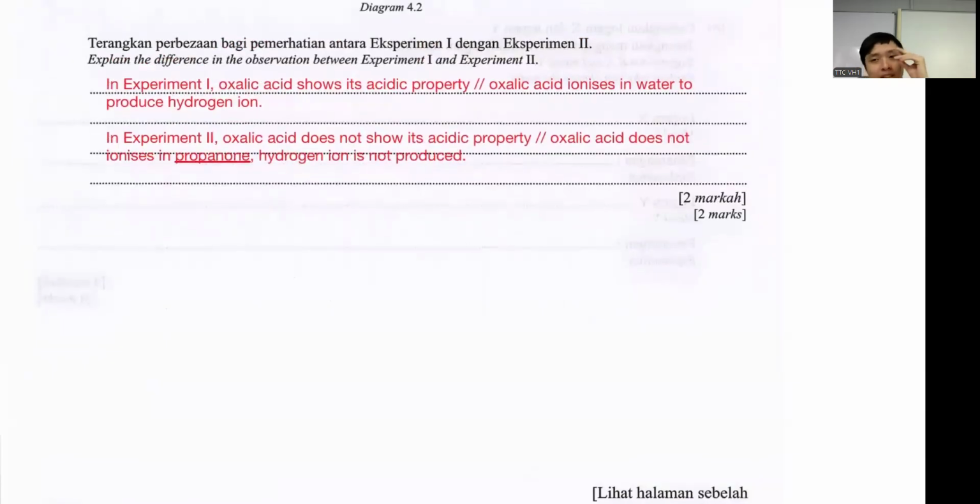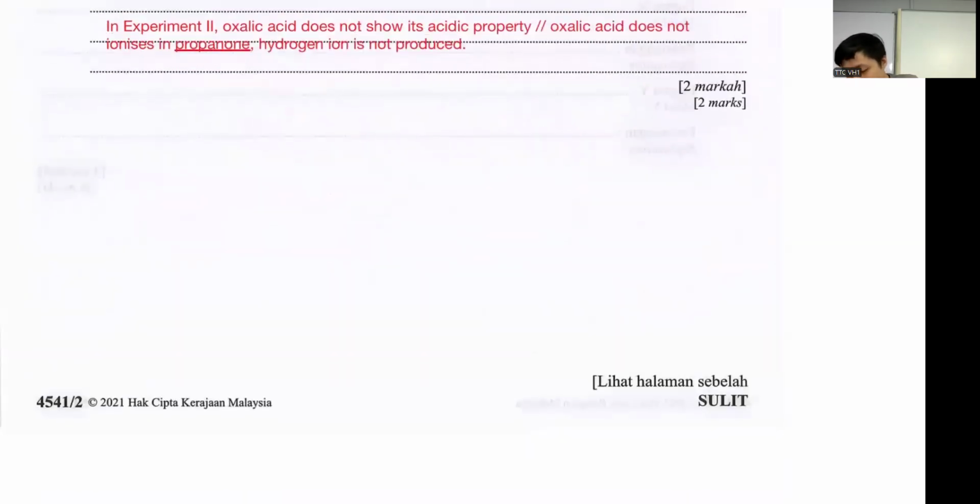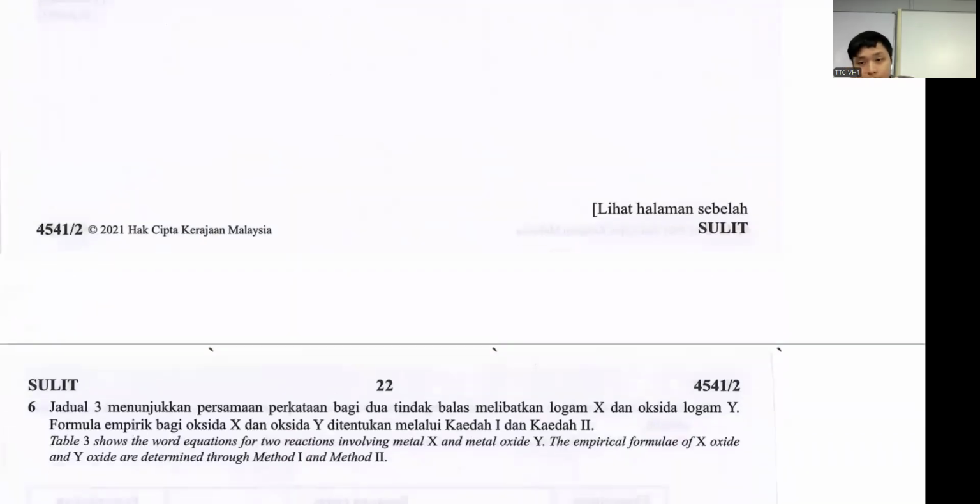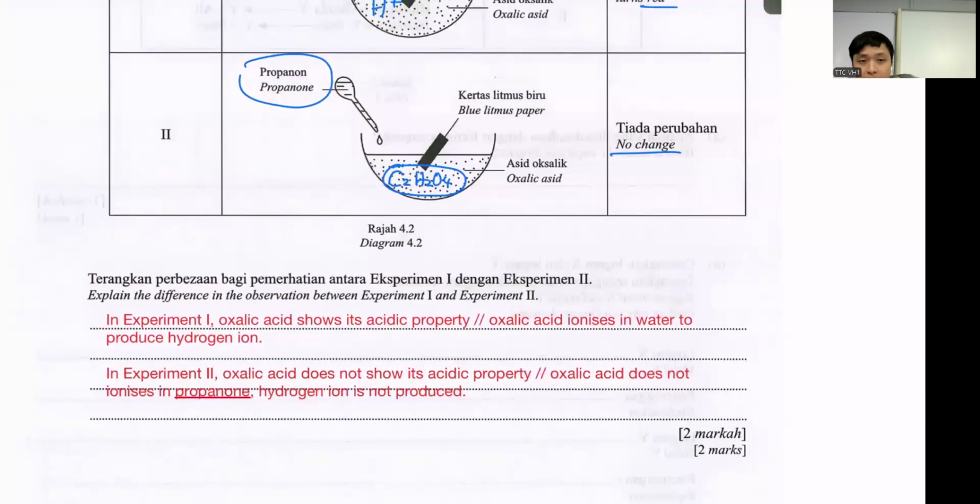Basically, just remember, doesn't matter with acid or with alkaline: acid needs water to produce H plus. Alkaline needs water to produce OH minus hydroxide ion. That's it. But this case is talking about acid. Oxalic acid produces carbon dioxide if it reacts with metal carbonate, yes.